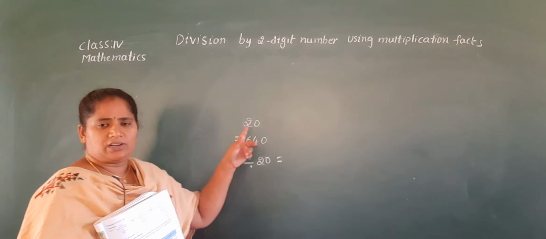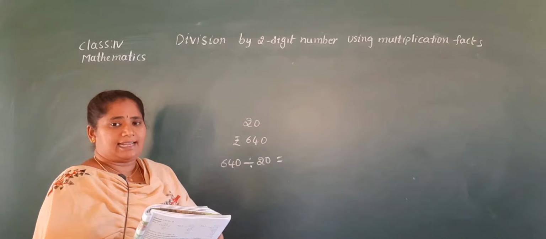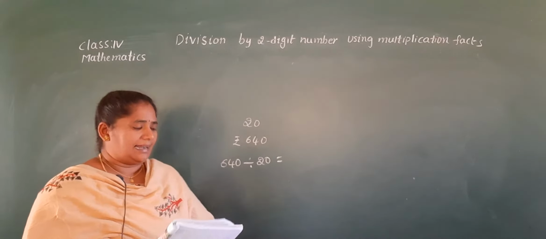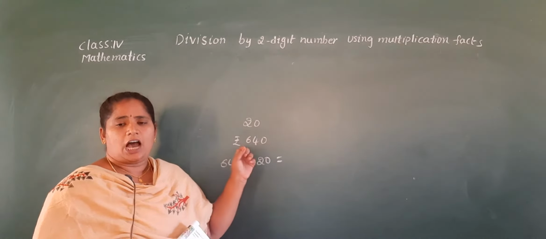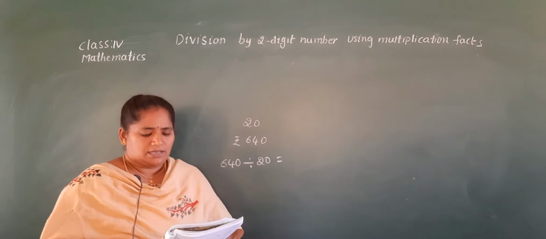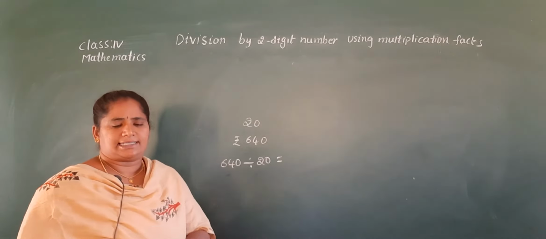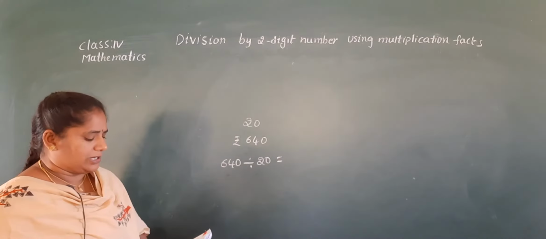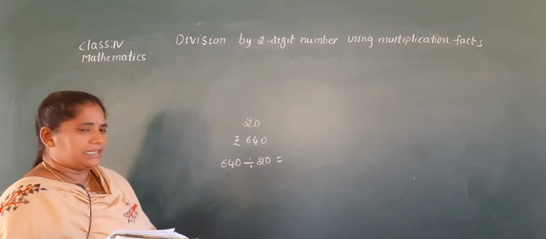How many students are there in that class? 20 students, and the class needs to collect 640 rupees for a picnic. So how much money should each child bring? How do you get it? 640 is to be collected among 20 students, so we will divide 640 by 20.